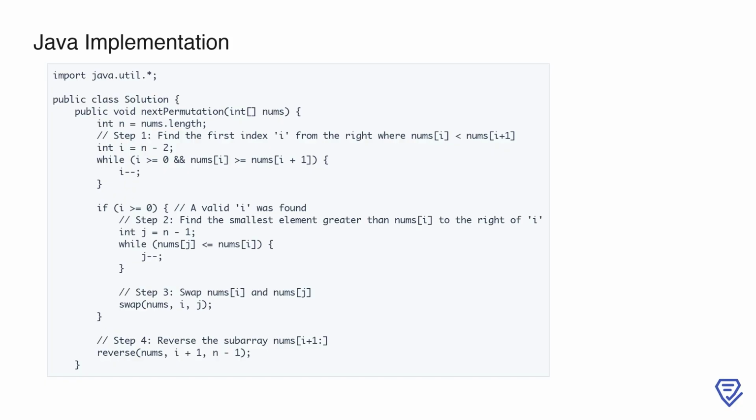If we find a valid i, the next step is to locate the smallest number to the right of i that is greater than nums[i]. This is achieved by initializing another index j at the end of the array and moving it leftward until nums[j] is greater than nums[i]. Once found, we swap the values at i and j to ensure the permutation progresses to the next lexicographical order. Finally, we reverse the subarray starting from i plus 1 to the end of the array, ensuring that this portion is arranged in ascending order, which represents the smallest possible order for these elements.